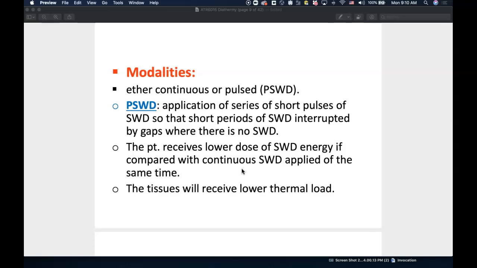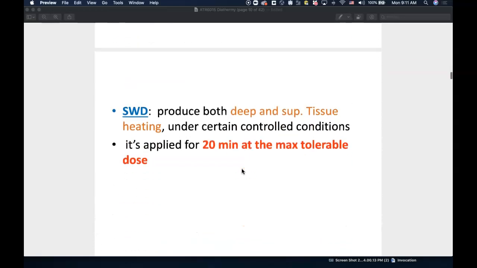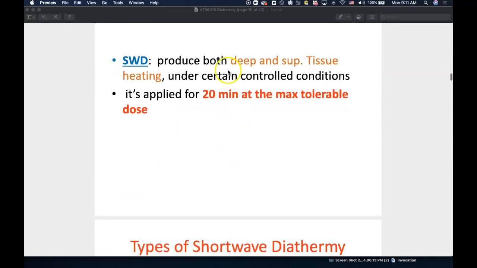What I will say overall in general, most often in the clinical setting, we typically will use the pulse shortwave diathermy as opposed to the continuous because there's just so much heat being applied or converted within the actual tissues that we can actually cause tissue damage, okay? So shortwave diathermy can produce deep and superficial tissue heating under certain controlled environments. But the reason that we use shortwave diathermy probably most often is those deep tissues and those larger treatment areas. Does that make sense, you guys? Larger treatment areas, deep tissues that maybe therapeutic ultrasound just can't penetrate.